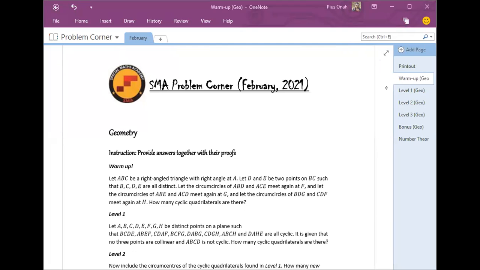All right, so we have right angle triangle ABC, right angle at A, and we have D and E, two distinct points on line BC, where B, C, D, and E are all distinct. So we let the circumcircles of ABD and ACD meet again at F, and let the circumcircles of ABE and ACE meet again at G. And finally, we let the circumcircles of BDG and CDF meet again at H. The question is, how many cyclic quadrilaterals do we have?